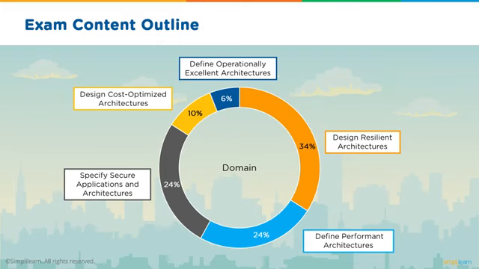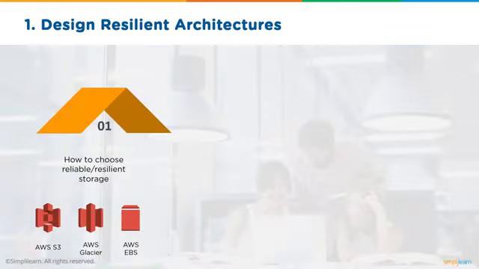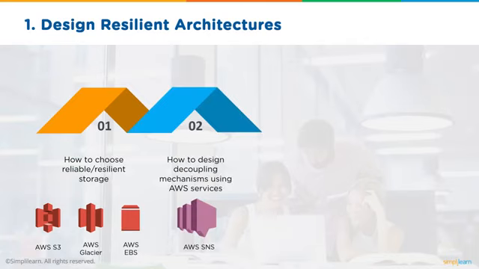Now let's look at each of these domains in detail. The first domain, designing resilient architectures, can be divided into 4 parts. Firstly, you need to know how you can choose reliable or resilient storage using services like AWS S3, AWS Glacier, and AWS EBS. Then you have how you can design decoupling mechanisms using AWS services. Now this is possible with the help of AWS SNS. These aren't the only services that enable this, these are just some of the services.